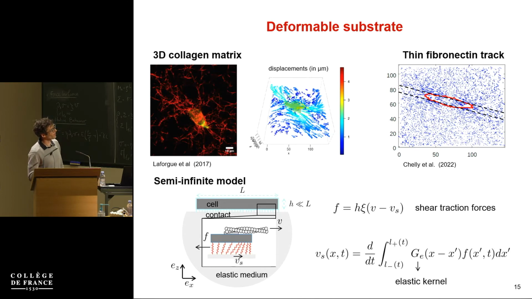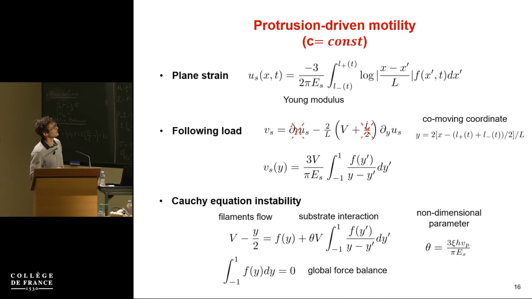So I consider a very thin cell, so it exerts only tangential effort on the substrate. The substrate is a semi-infinite, incompressible, elastic substrate. And what I want to show you now is the consequence of this. So here, you will recognize the famous log elastic kernel in plane strain. This is the expression for a semi-infinite substrate, half space, of the displacement imposed by some tangential traction force field. It involves a Young modulus, which is the Young modulus of the substrate.